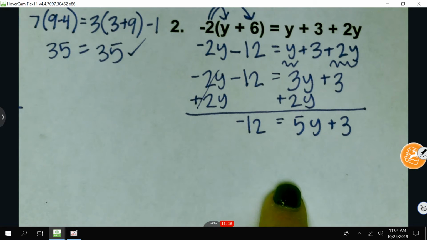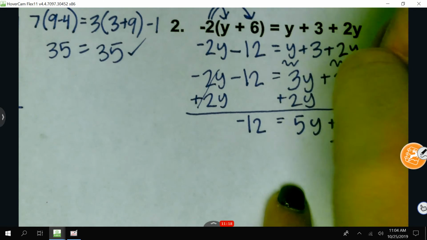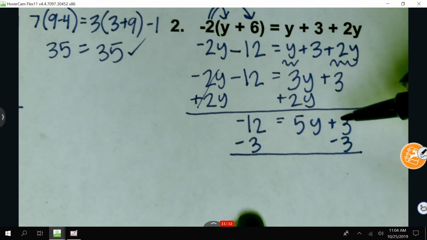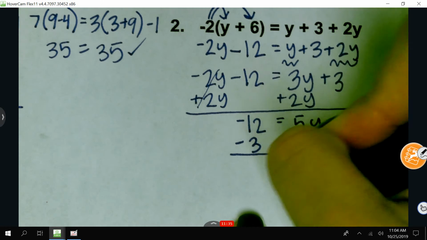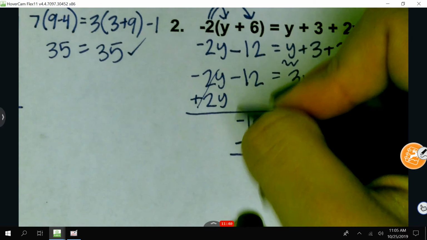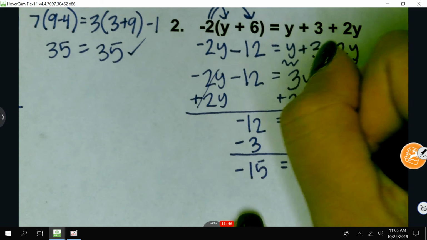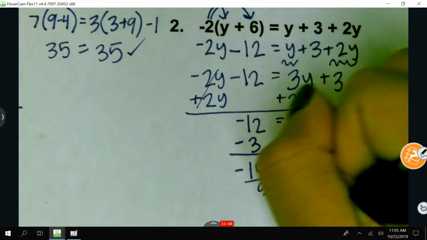All right, now what? Subtract 3? Yes. Subtract 5y? No. Add 12? No. Which one? Subtract 3. Yes, from both sides. Because if you subtracted 5y, you can't subtract it from anything, right? I've already got my variable on that side, which tells me I have to get rid of this one. So that gives me negative 15 equals 5y. So then what's y? Negative 3.